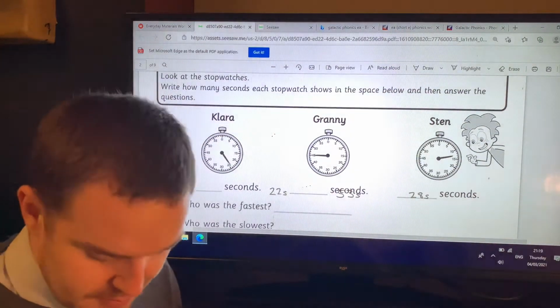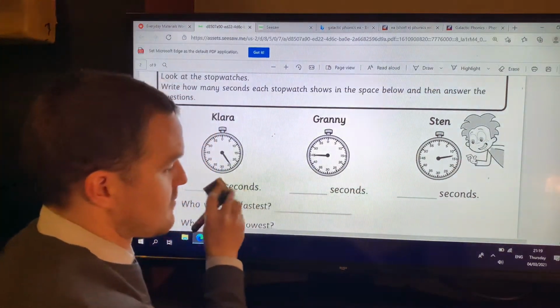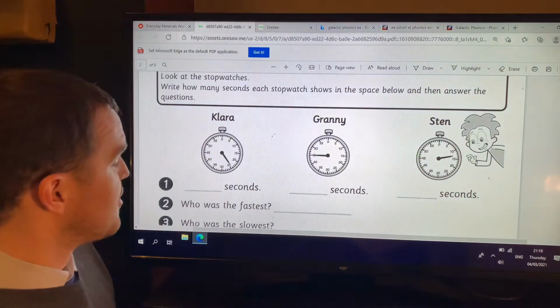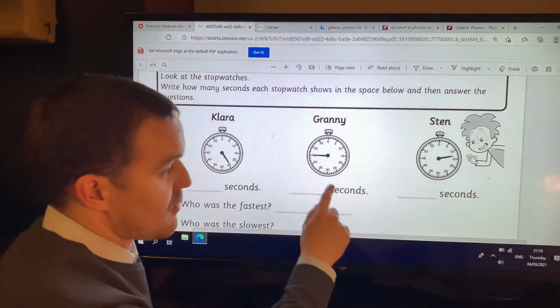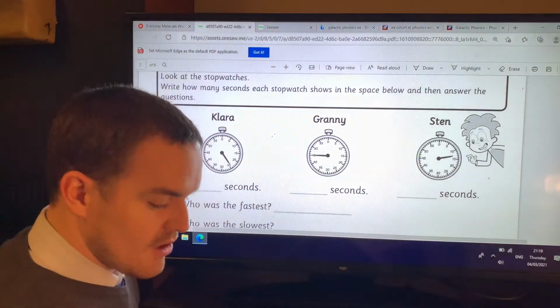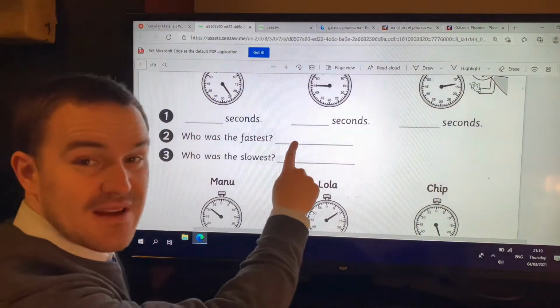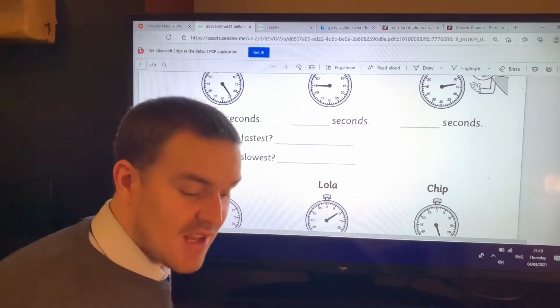Okay, guys, so you have something similar. Let me rub out those times. You have to, first of all, record the times of each person from their stopwatch and write them here. Then you've got to answer each time who is the fastest and who is the slowest. So exactly what I've just been doing.